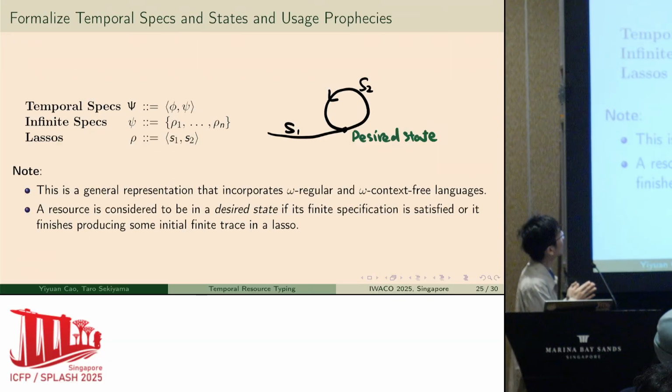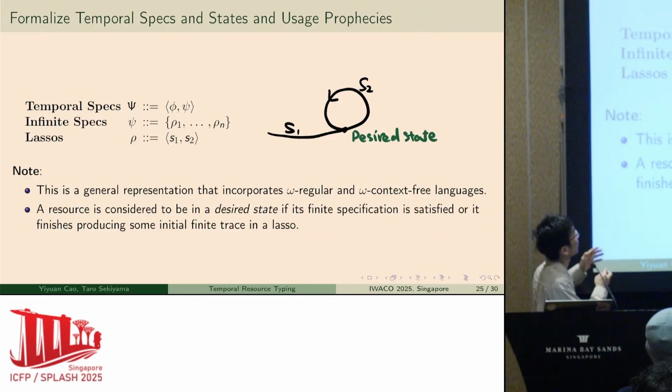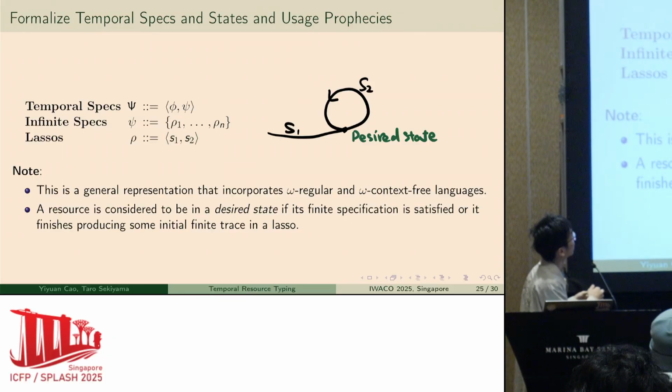So here is something about the actual representation of temporal specifications in our formalization. Each temporal specification, as you see, describes resources that can be used in a finite usage or used infinitely. So we have two components. The left one is a set of finite traces prescribing the valid finite usage of a resource. And the second one prescribes the valid infinite usage patterns of the resource.